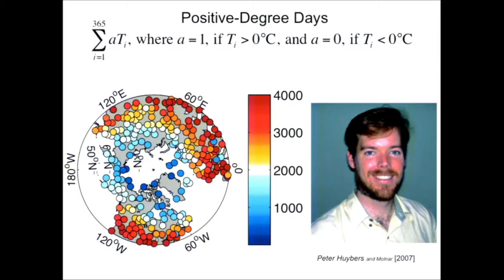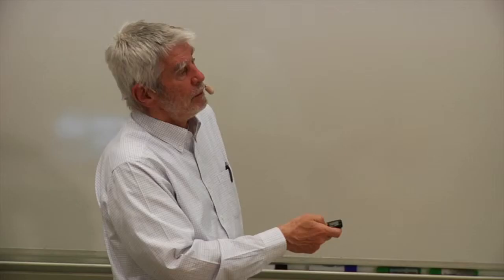If the mean daily temperature were 10 degrees Celsius every day, we would have 3,650 positive degree days. And here's a map showing the mean values that you get. Each of these dots is a meteorological station. Here's Greenland, Scandinavia, Siberia, northern Canada. So the rim around here is about 40 degrees north, and obviously you have more positive degree days at lower latitudes than you do at high latitudes, with a scale going from 1,000 to 4,000 positive degree days.